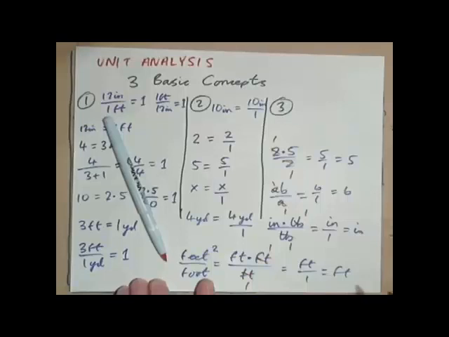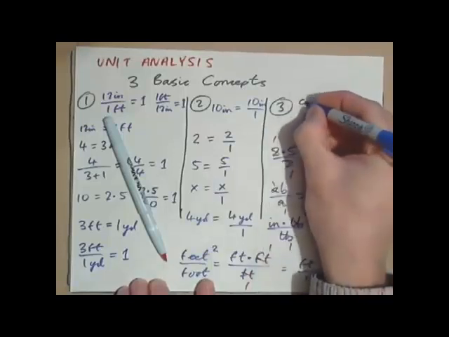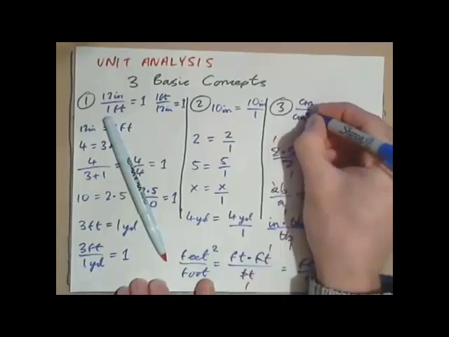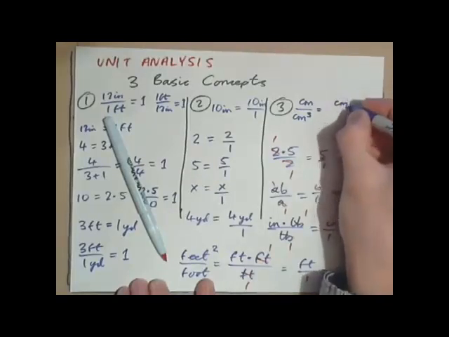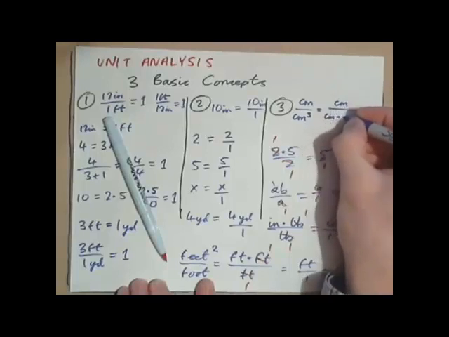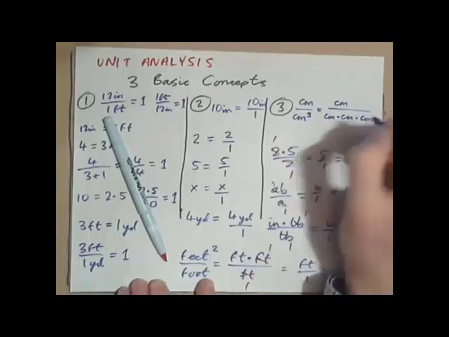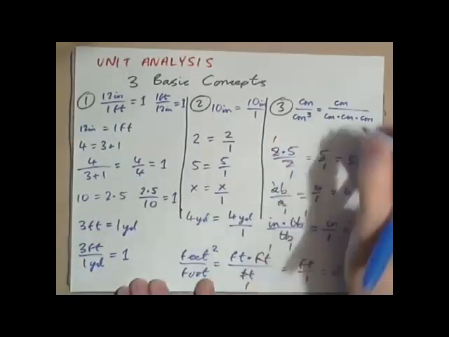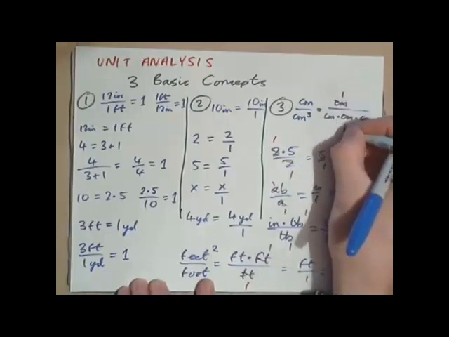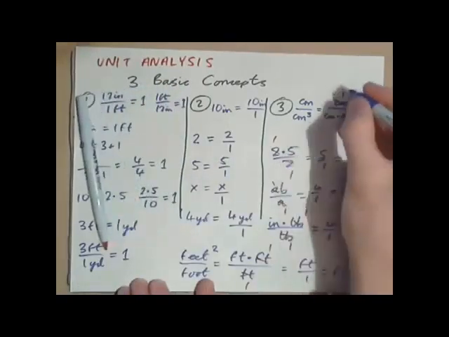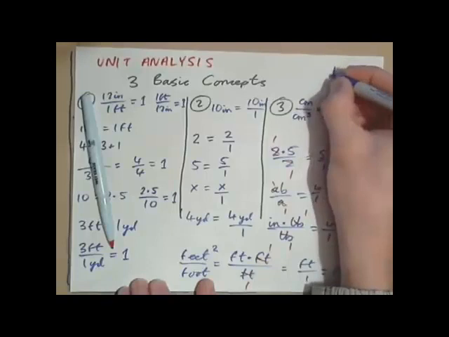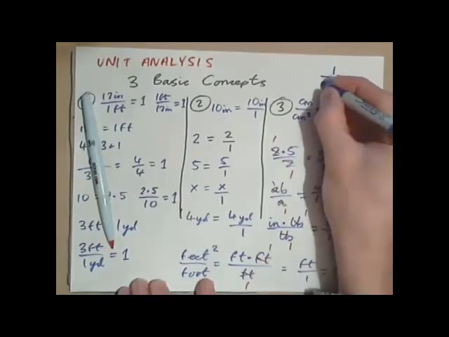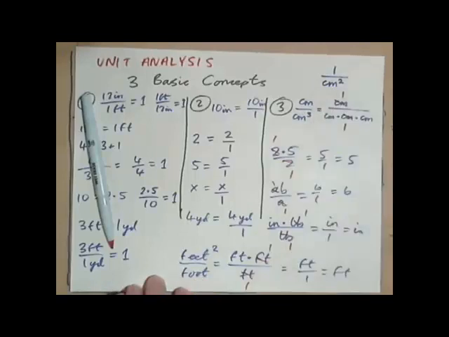So, you could have, for example, centimeters over centimeters cubed. How would you simplify that? Well, that's just centimeters over centimeter times centimeter times centimeter, isn't it? Cross cancel common factors. This into this goes once, this into this goes once, and that's all we can do. But we have 1 on the top. So this can be written 1 over centimeter times centimeter, 1 over centimeter squared, right?